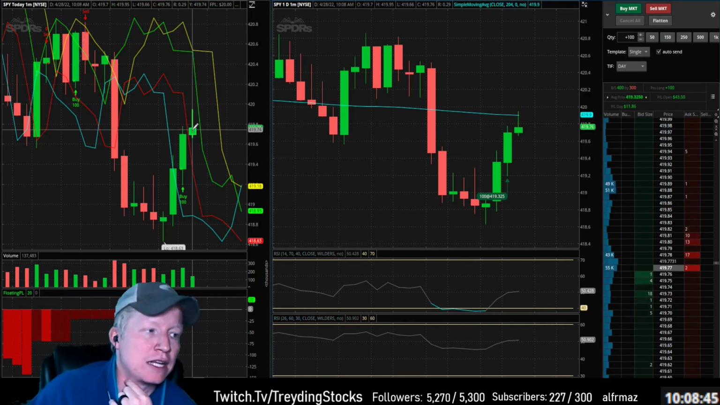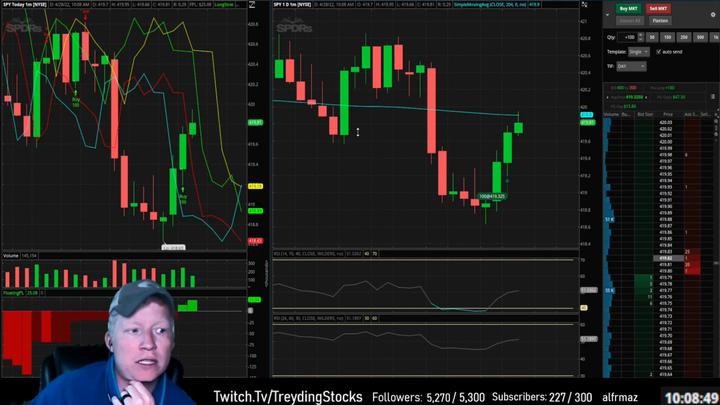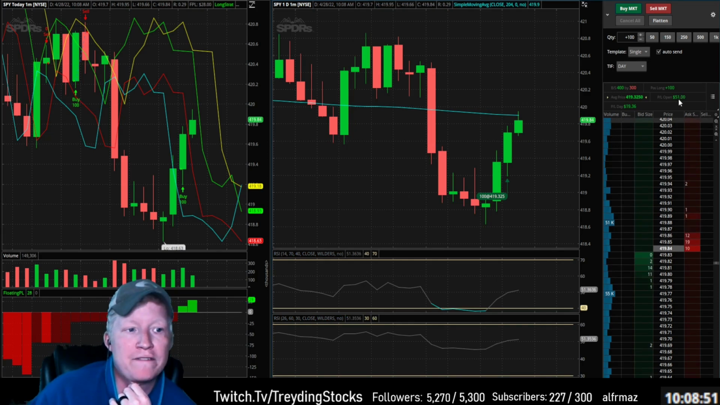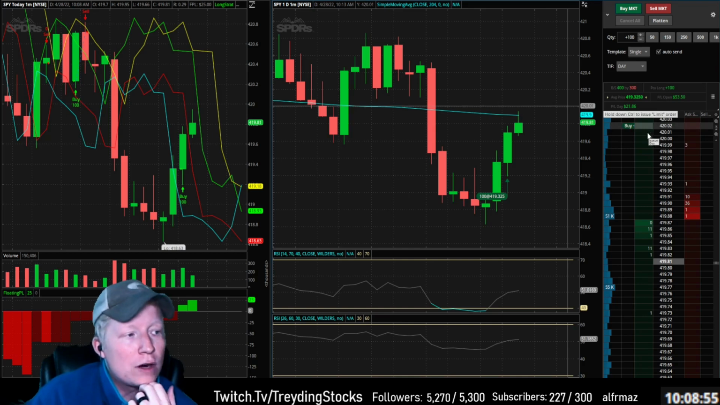Okay, it looks like the next bar is going to be a sell bar because it's going to open up above this green line. We are up $52 in this trade. Sorry, I got ranting again. I wasn't really paying attention. We're up 52 bucks in this trade.